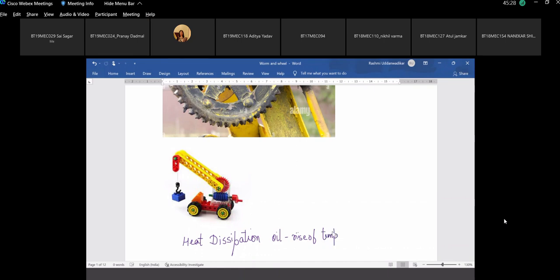So there is a permissible range. If the rise in the oil temperature is 60 degrees, 70 degrees, it is okay. Yes, in a grass cutter also you will see this. Saurabh, you are right. Oh, I missed this message.